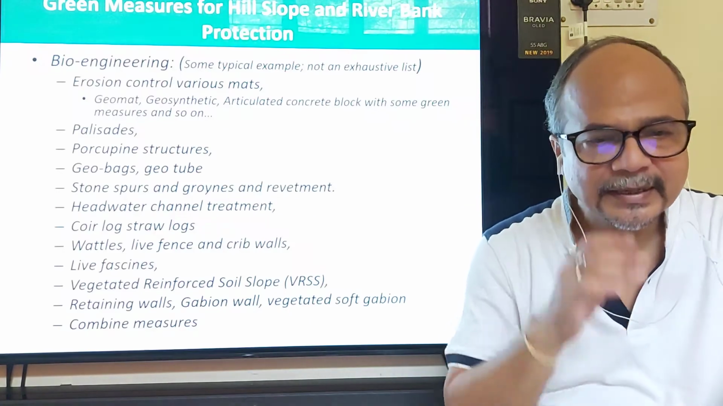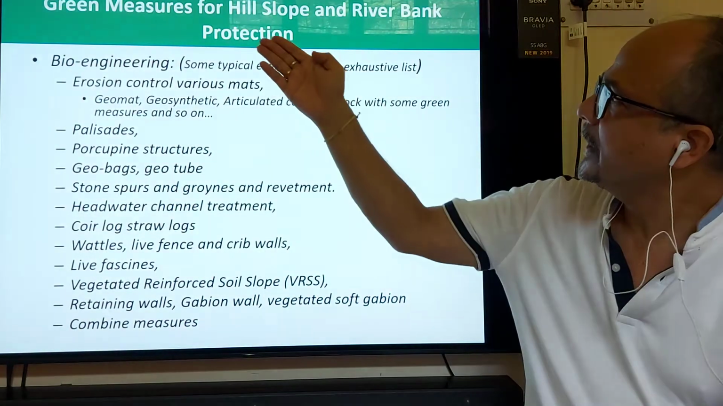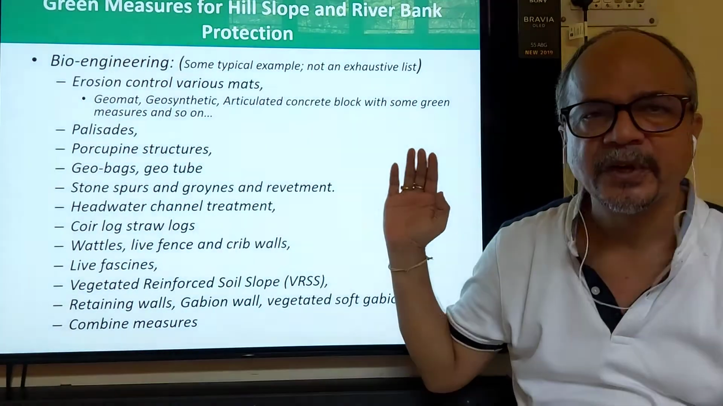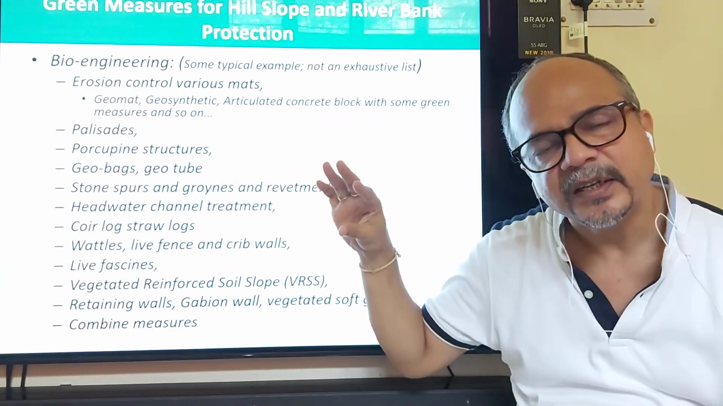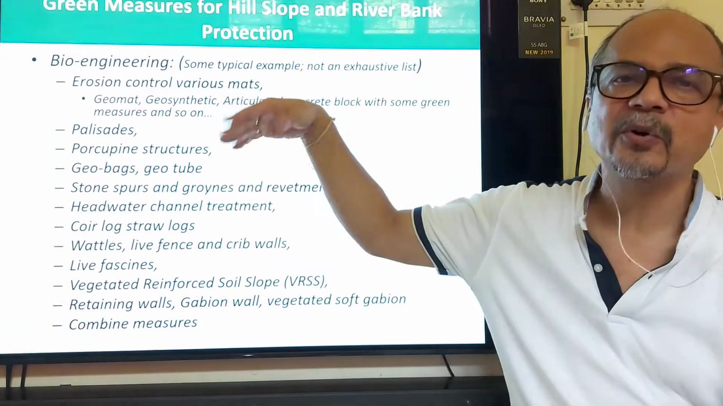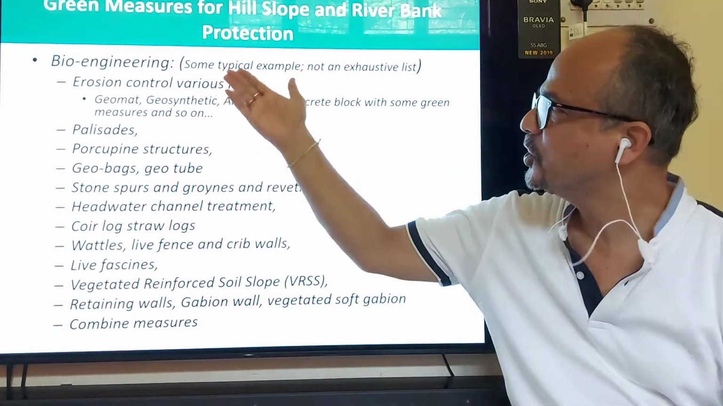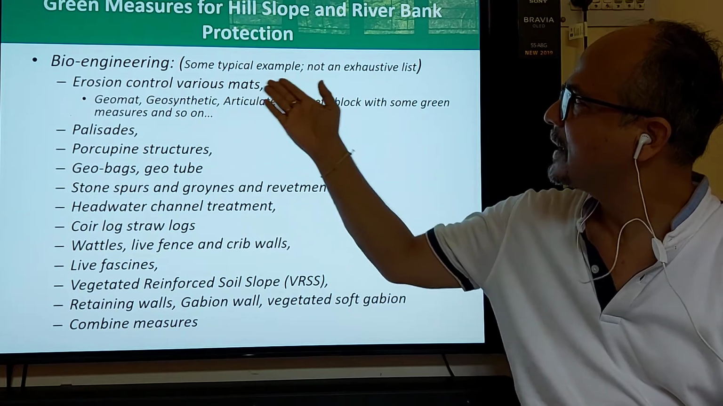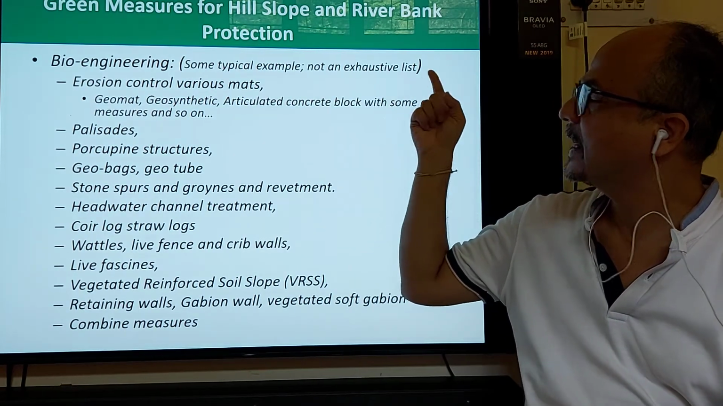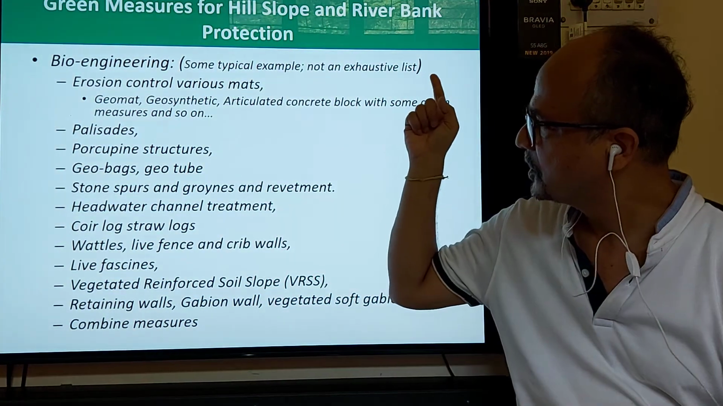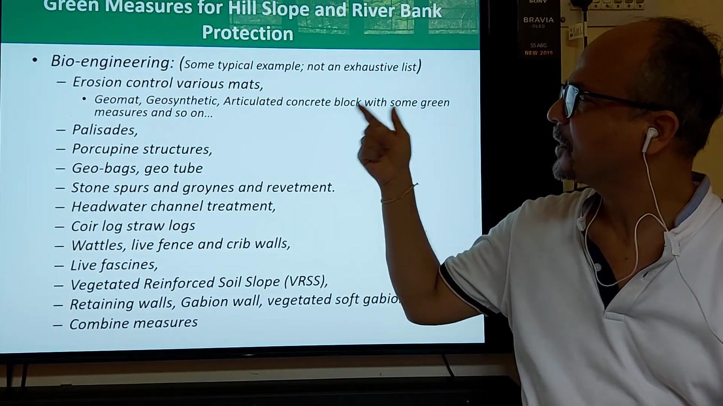So these are the green measures for hill slope and riverbank protection, and in general we call this bioengineering, because bio is related to that and we are doing engineering with bio. These are some typical examples, not an exhaustive list, so we have to be aware that there can be other methods also.